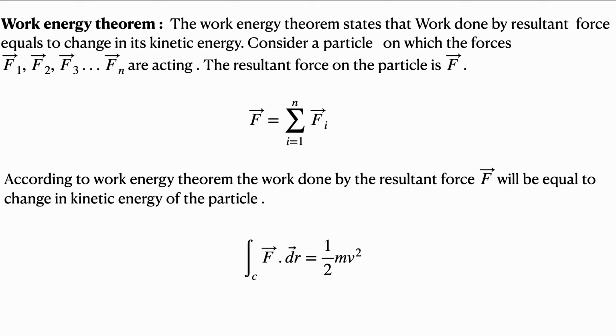Work energy theorem. The work energy theorem states that work done by resultant force equals change in kinetic energy. Consider a particle on which the forces F1, F2, F3 and Fn are acting. The resultant force on the particle is vector F, which can be denoted by vector F equals summation i equals 1 to n of vector Fi. According to work energy theorem, the work done by the resultant force F will be equal to change in kinetic energy of the particle. So we can write integral of vector F dot dr along the curve equals change in half m v square.